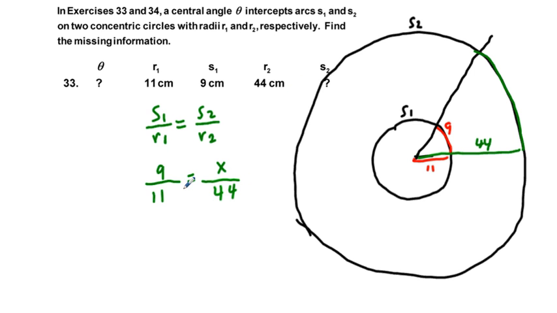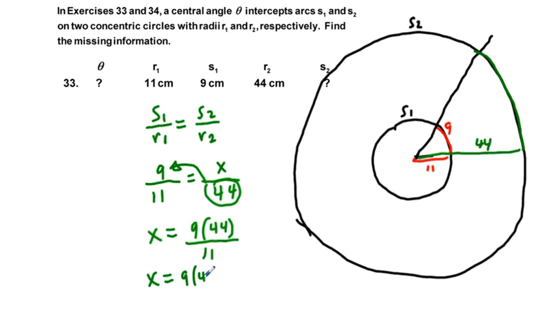So if we cross multiply the 44, X is equal to 9 times 44 over 11. And 44 over 11 is 4, so we have 9 times 4, which equals 36. And that's going to be in centimeters.